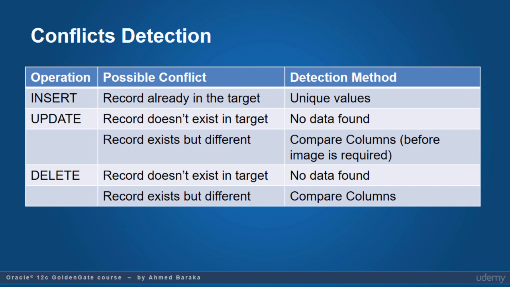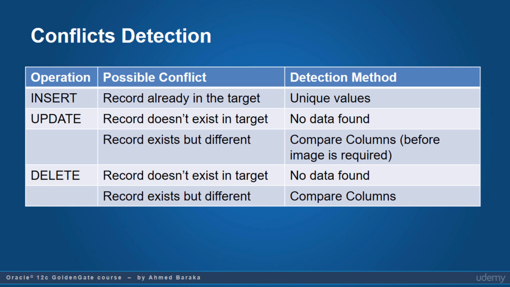No data found is used to detect updating or deleting a record that doesn't exist in the target database. To detect the conflict of updating a record that's already there but is different from the record image before the update operation, Golden Gate needs to have the image of the record before the update operation in the trail file.